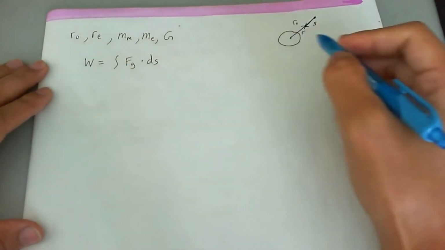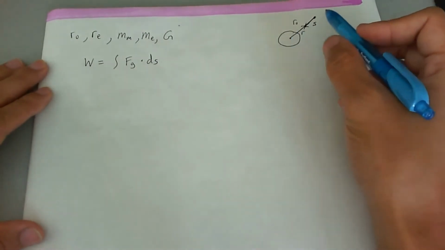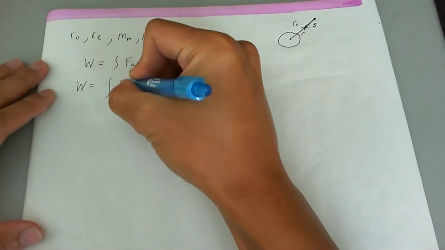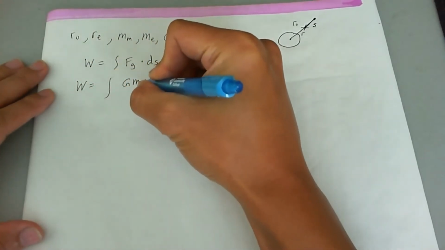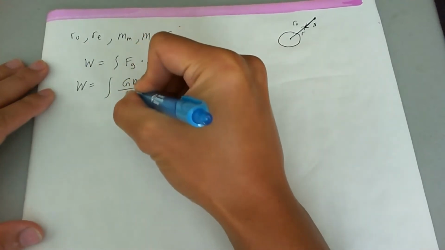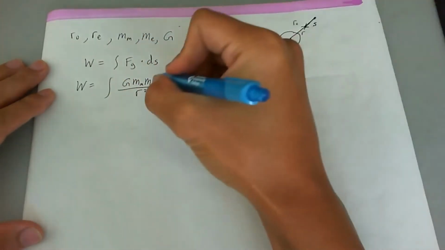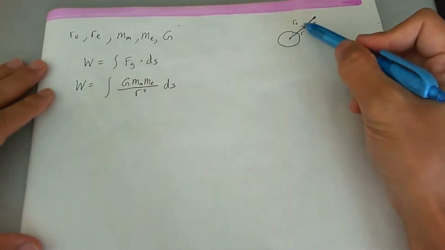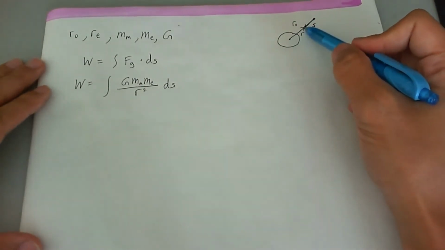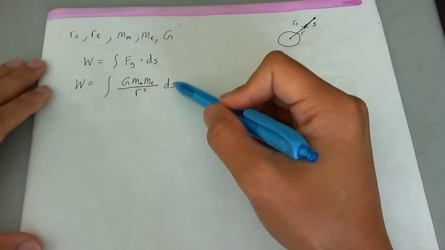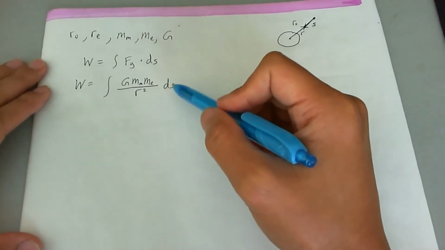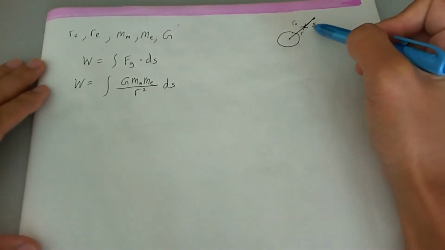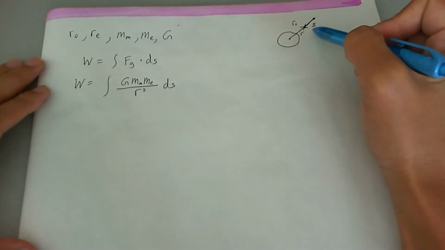So the force of gravity for objects that are very far from the surface of the Earth is going to be G M meteor, M Earth, divided by R squared ds. Now the reason these two are different is because this R depends on how far from the center of the Earth the meteor is at a certain point. But ds is an infinitesimal distance that the meteor travels from the beginning. So we kind of have two variables here that we need to reconcile before moving on.